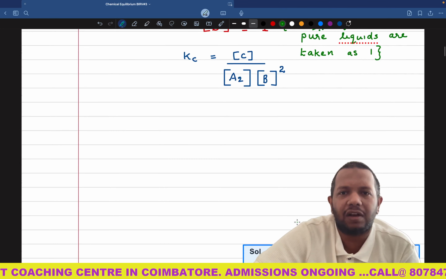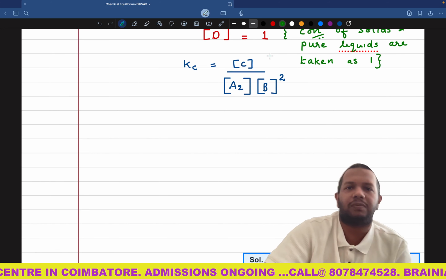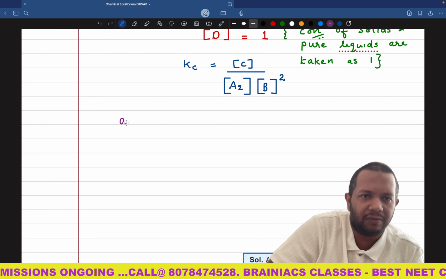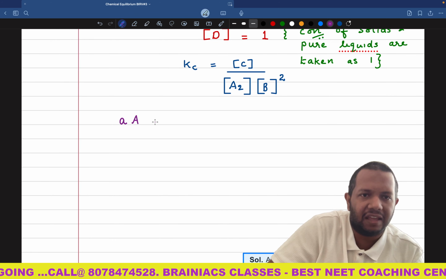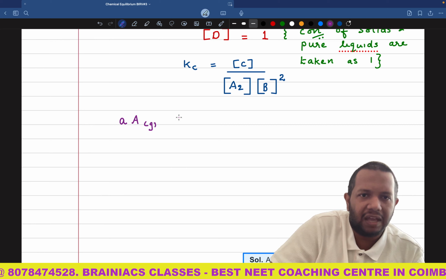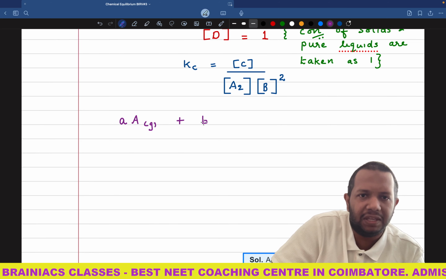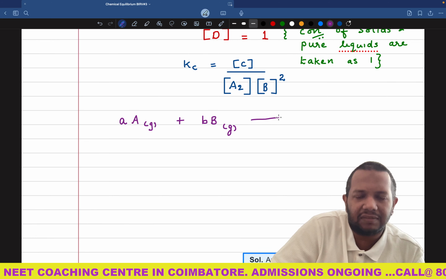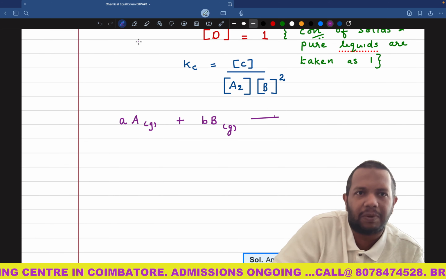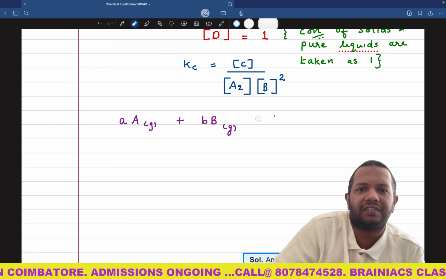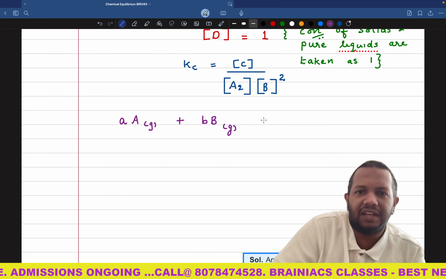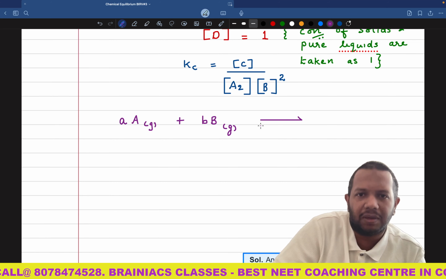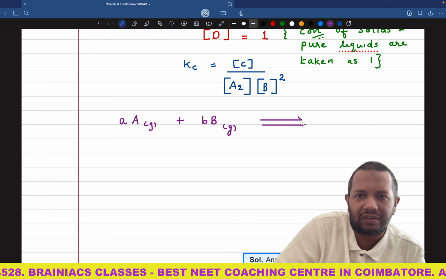Okay, so as a general form, we can write this also. This is for students who don't know the law of mass action. Suppose you have a reaction like this, aA, so this is a gas, and you have something like bB, and this is also a gas, and this is a reversible reaction, and you know that equilibrium is applicable only for reversible reactions. Then we say equilibrium is reached when the rate of forward reaction becomes equal to the rate of backward reaction, correct?